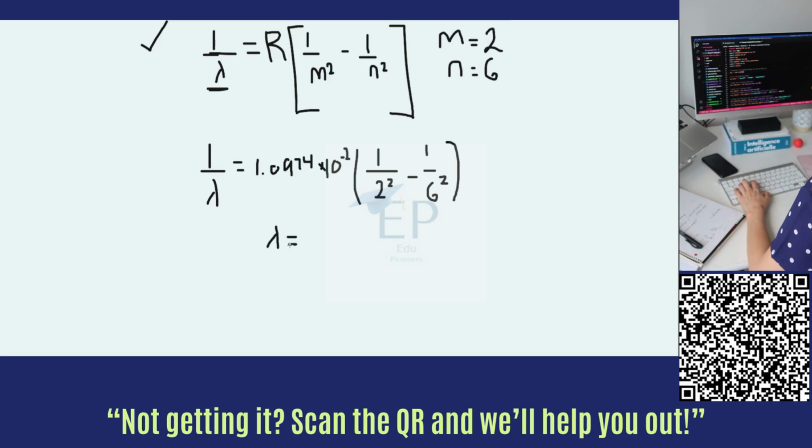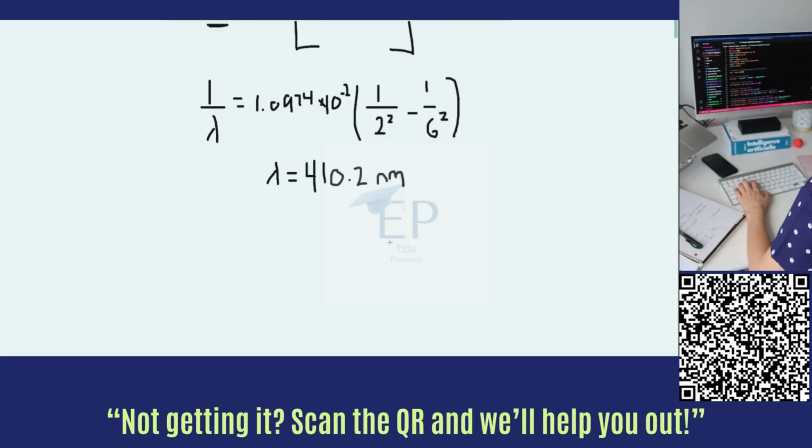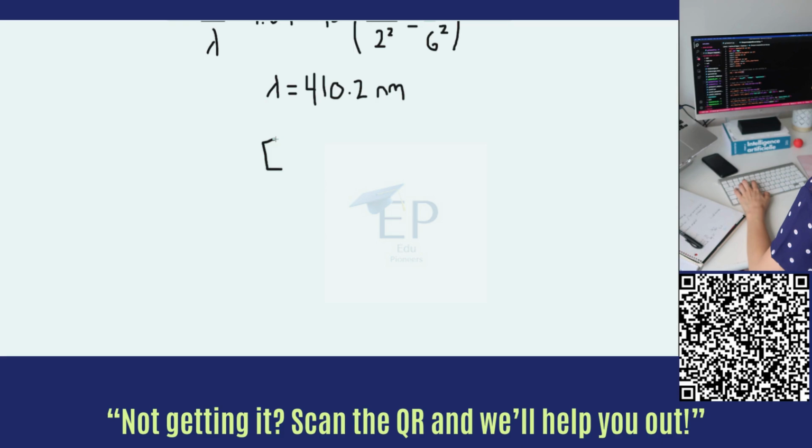All right, so if we go ahead and solve this, we are going to find that the wavelength equals 410.2 nanometers. All right, so since we have the wavelength, we can now use this equation, E equals hc over the wavelength, in order to find our energy.